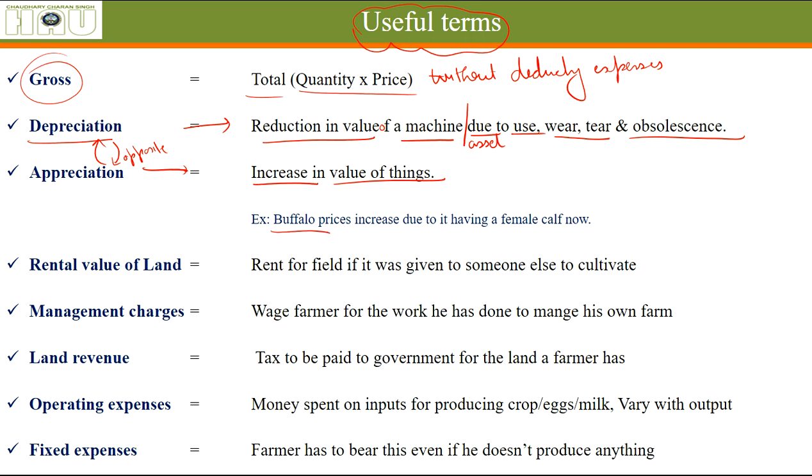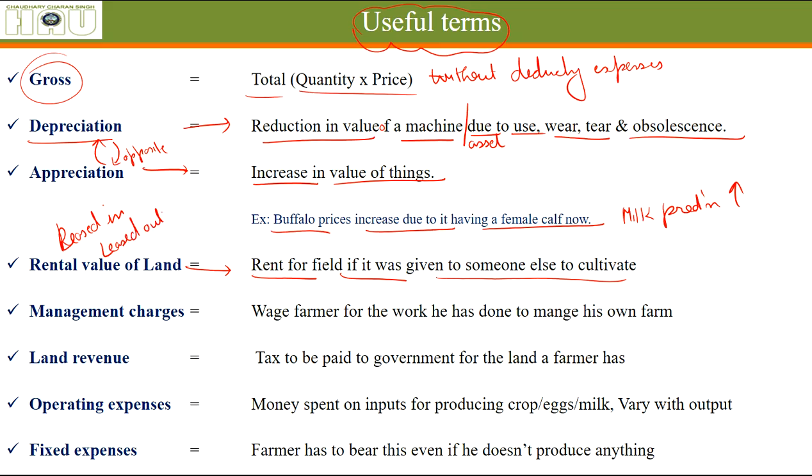The value of a cow may increase due to it having a female calf. As its age is increasing, it is bigger, and the milk production is going up. That's why its value is increasing. Then the rental value of land. If you are renting in someone's land to cultivate a field, or you are renting it out for a certain rent, it is called the rental value of land. If you are taking it in, it is called leased in land. If you are giving it out, it is called leased out land.